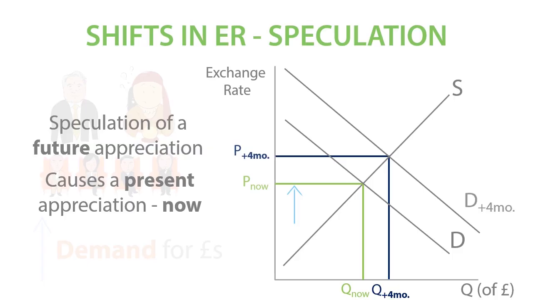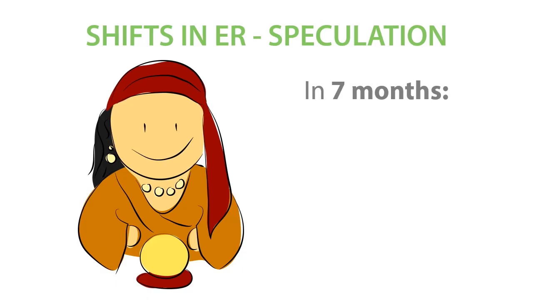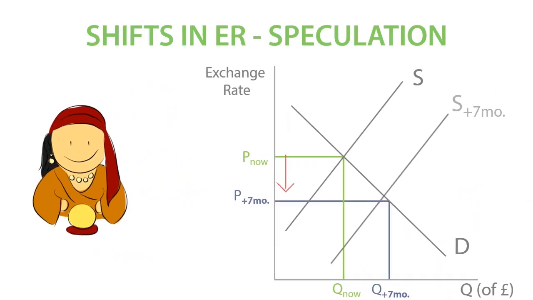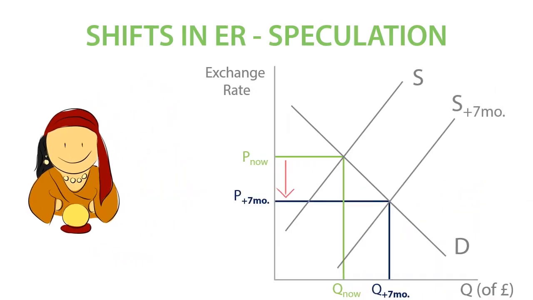What if, instead, you predicted that there is going to be a depreciation in 7 months' time? If you know there will be a depreciation in 7 months, you could make a profit by selling pounds now, while the exchange rate is high, and then buying them back in 7 months when the exchange rate is much lower and those pounds are much cheaper.